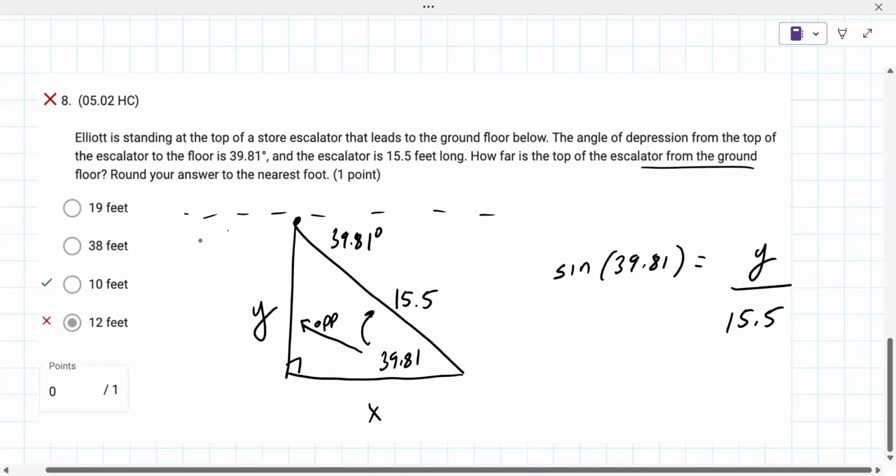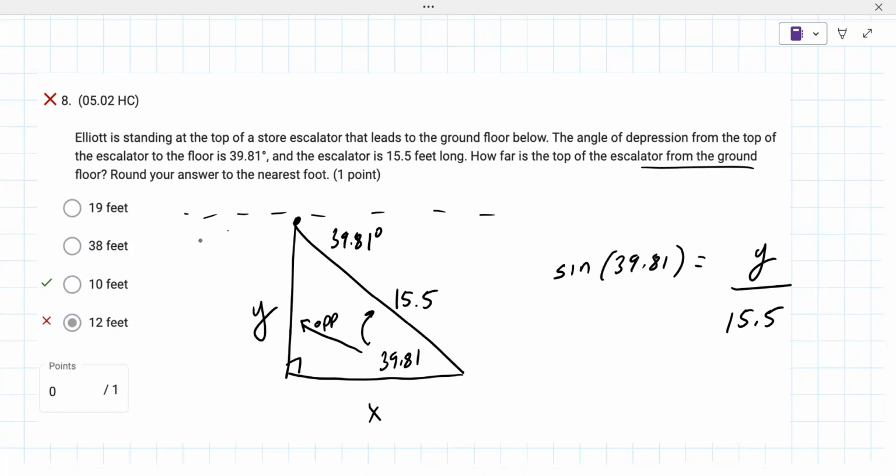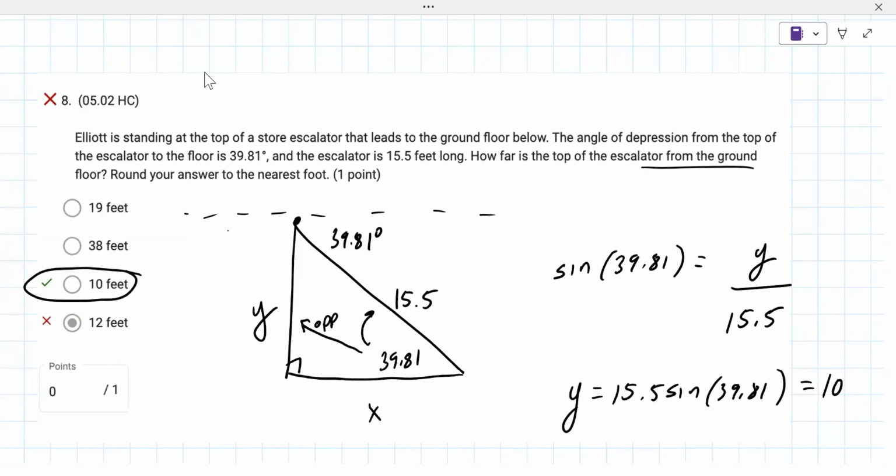So you have to multiply both sides by 15.5. So the sine of 39.81 times 15.5. I got 9.923 if you round. So basically 10, right?